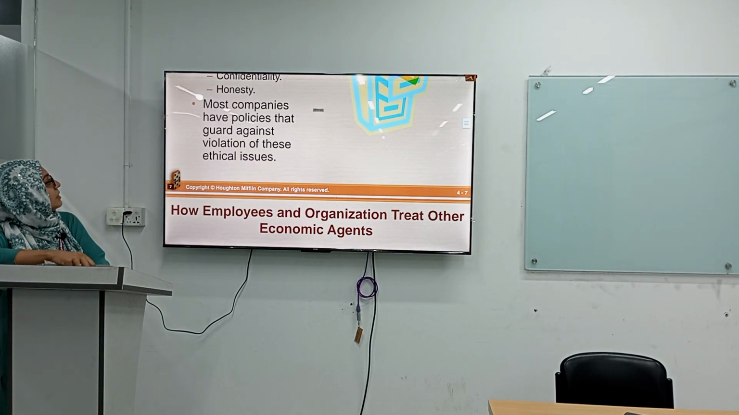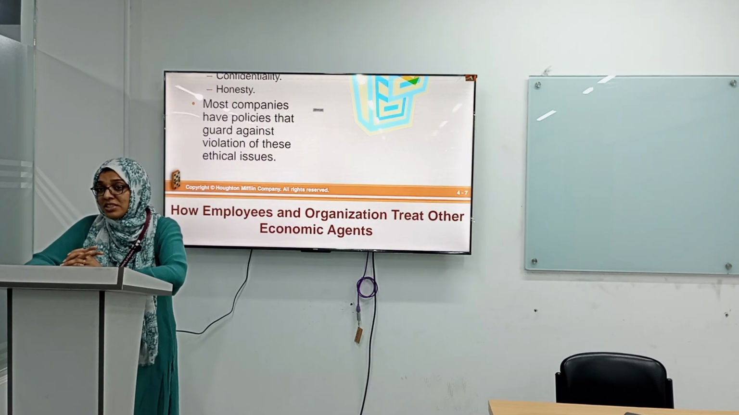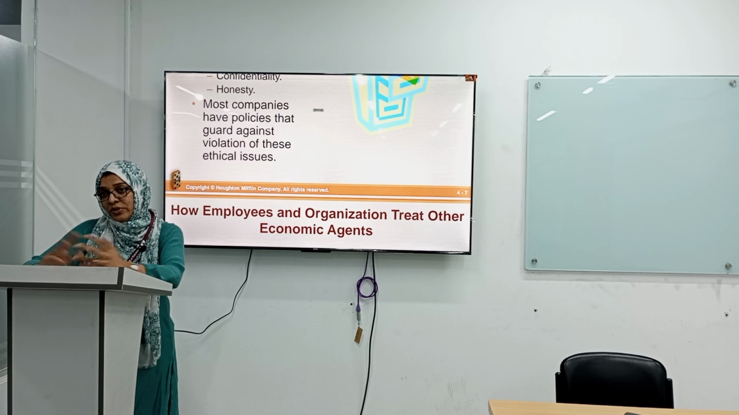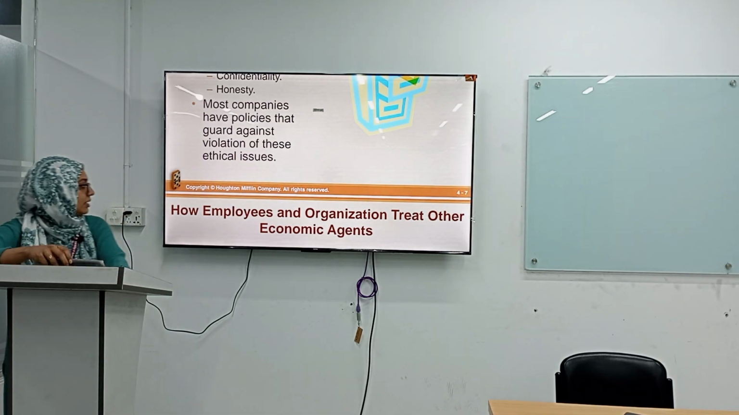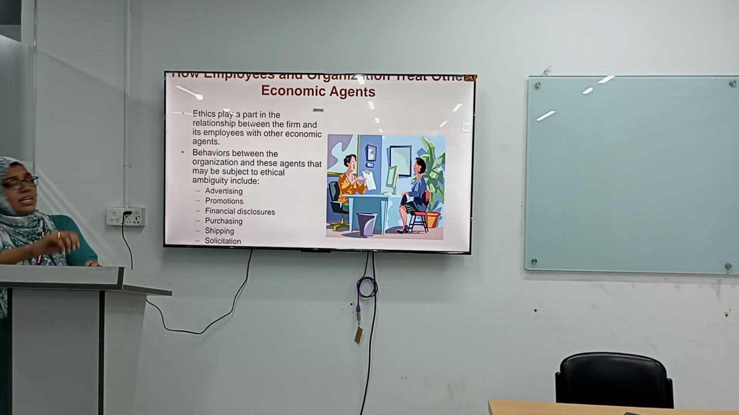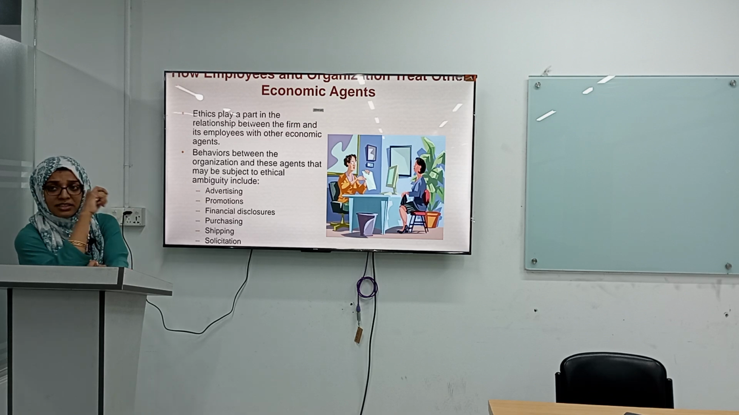Most companies have policies that guard against violation of this ethical issue. Most companies, if you disclose their secrecy, have rules or policies under which they can sue you in court. How employees and organizations treat other economic agents: ethics play a part in the relationship between the firm and its employees with other economic agents.